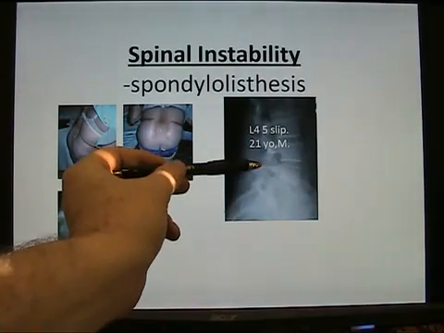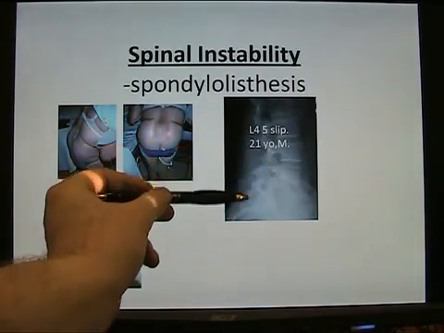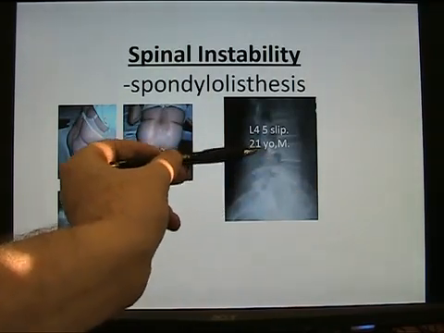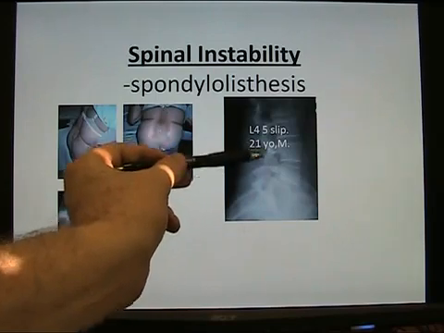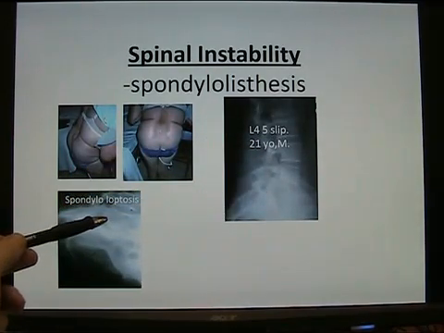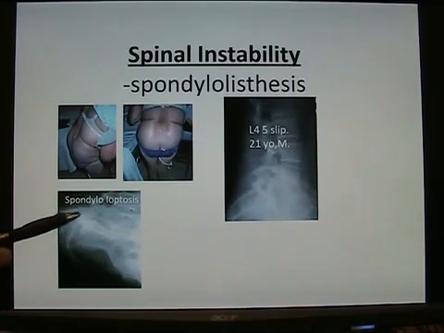Little pars defect, little fracture in the back. The posterior elements are defective. The vertebral body slips forward. Can be pain, even in a young patient, 21. They may need a stabilization procedure. Sometimes the vertebral body slips right off. Here it is, L5 slipped right off the sacrum.